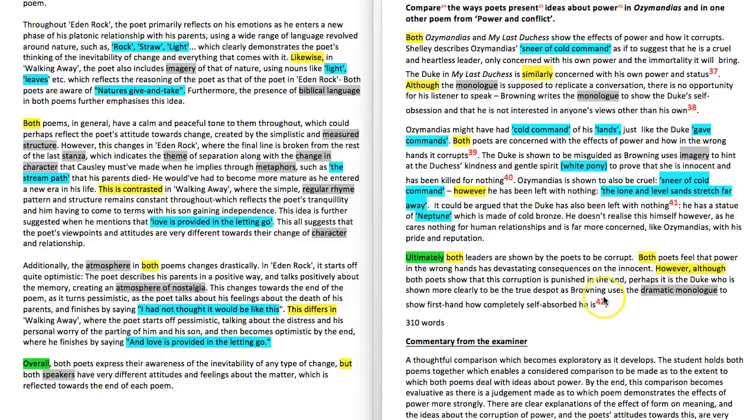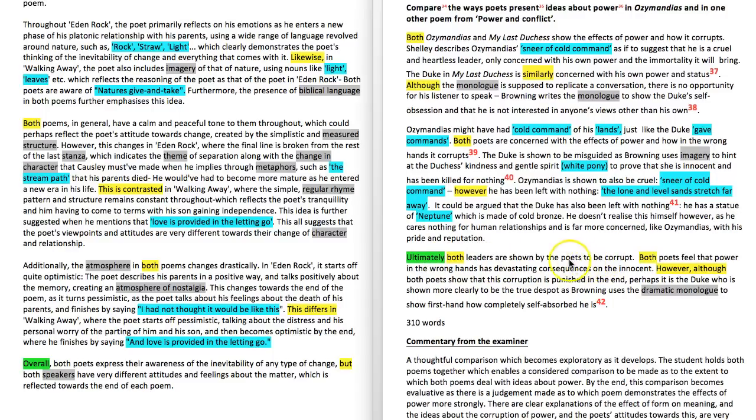Here we can see the Duke is more clearly the true despot, as Browning uses the dramatic monologue to show, that's his purpose, isn't it? To show firsthand how completely self-absorbed he is. Does this candidate also talk about the purpose of the other poem? Yes, both leaders are shown by the poets to be corrupt, so that's their purpose. And that makes it more conceptualized.